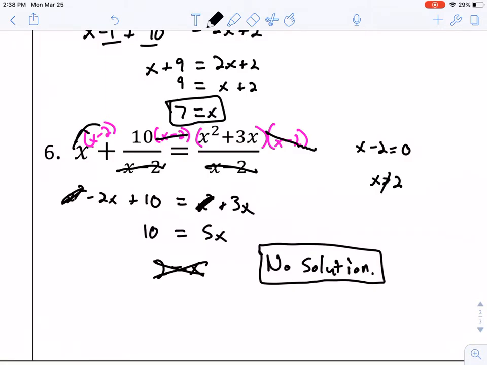And that is the end of solving rational equations.